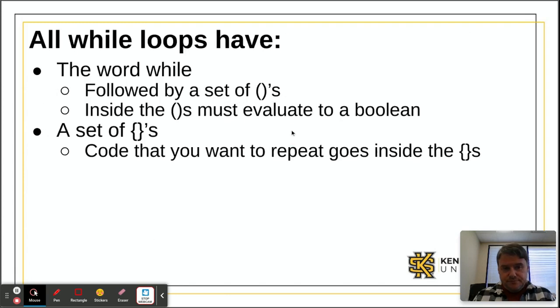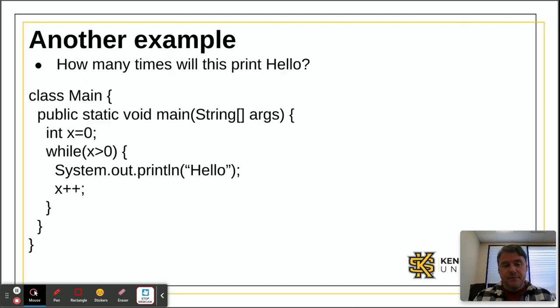A couple of things that all while loops have. They will always have the word while. They will always have those parentheses with a Boolean expression inside of them, and they will always have a set of curly braces with some code inside of them that is the code that you actually want to repeat.